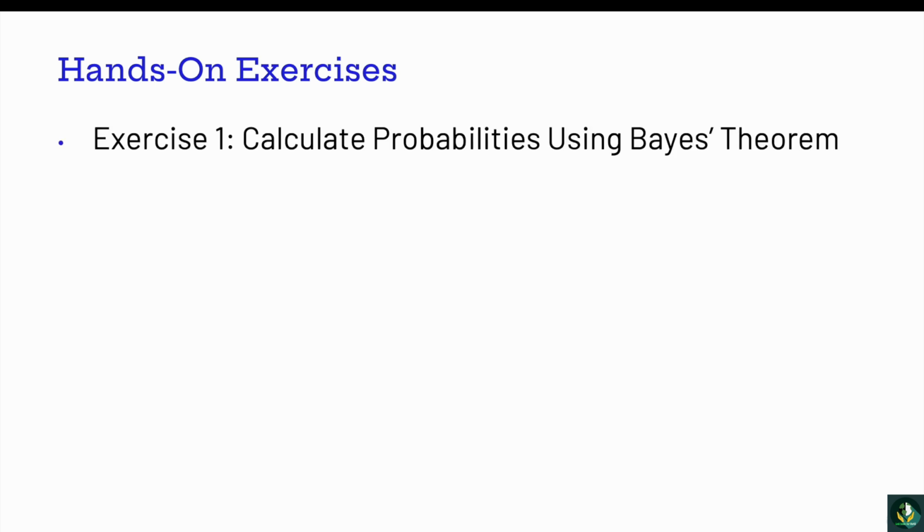Next, let's look at hands-on exercises. We will be doing a couple of them here. First one is to calculate probabilities using Bayes' theorem. The objective here is to write a Python function to calculate probabilities using Bayes' theorem that you learned earlier. The example problem: a disease affects 1% of the population. A test is 95% accurate for diseased individuals and 90% accurate for non-diseased individuals. Now what we have to do is find the probability of having the disease given a positive test result.